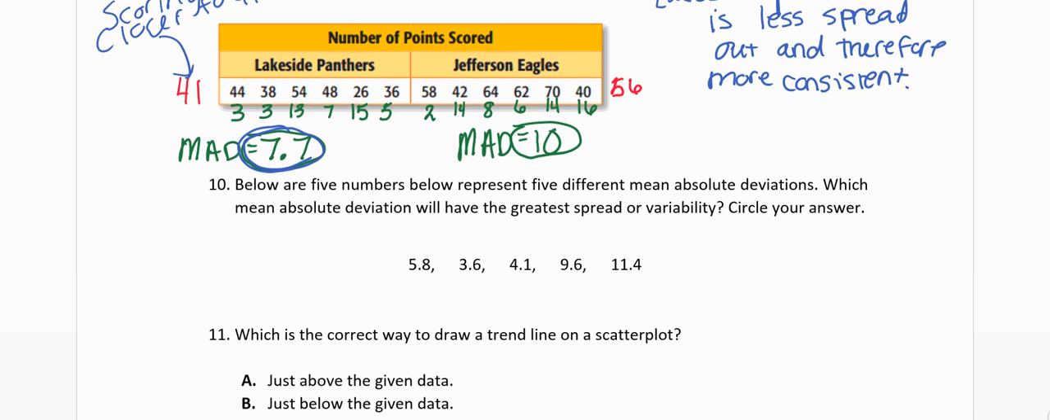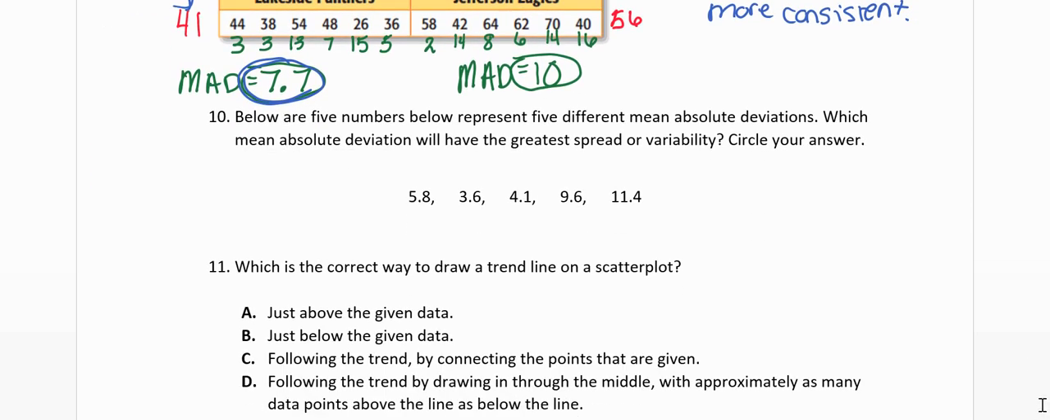Okay, below are 5 numbers that represent 5 different mean absolute deviations. Which mean absolute deviation will have the greatest spread or variability? So if I'm talking about distances, my greatest spread will be the greatest one. It's the largest distance, so it would be the greatest spread.